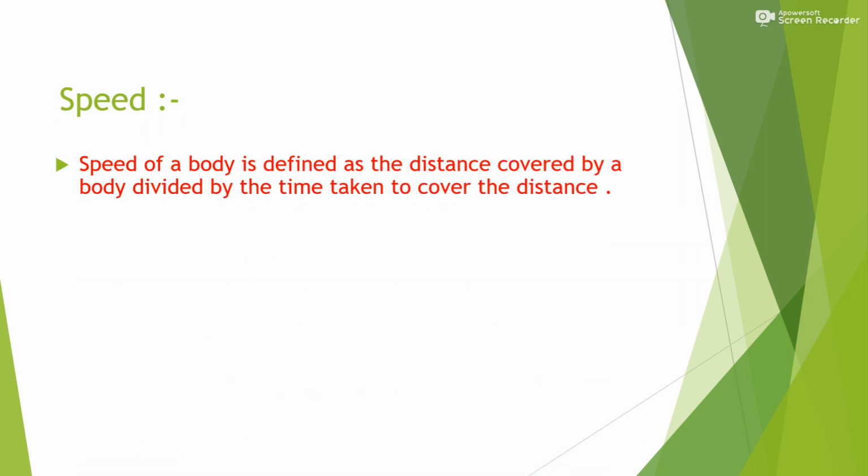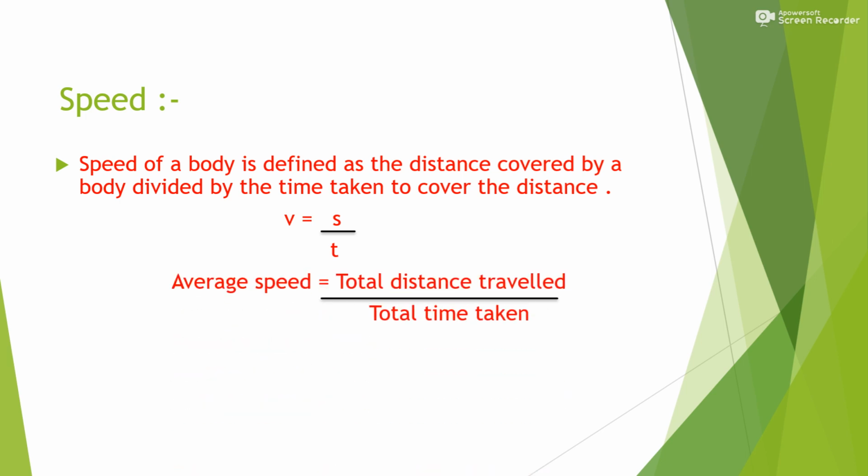Speed. Speed of a body is defined as the distance covered by a body divided by the time taken to cover the distance. It is represented by v equals s upon t. Different objects may take different amounts of time to cover a given distance. Some of them move fast and some move slowly. The speed of an object need not be constant. Therefore, we describe the rate of motion in terms of their average speed. So, average speed is equal to total distance travelled upon time taken.